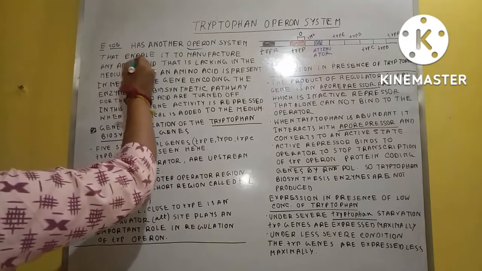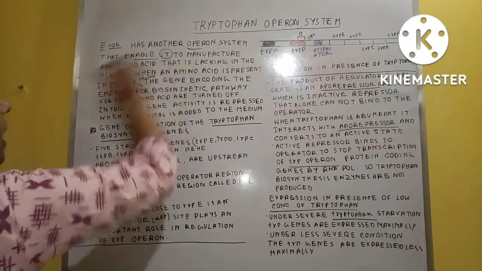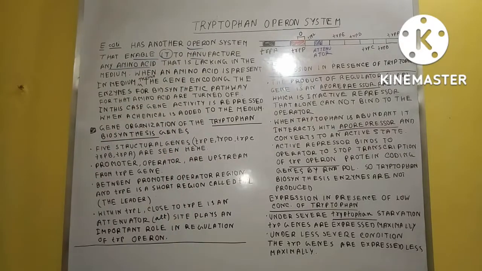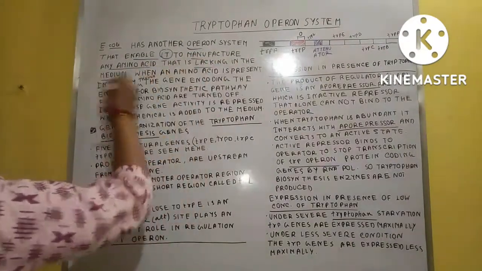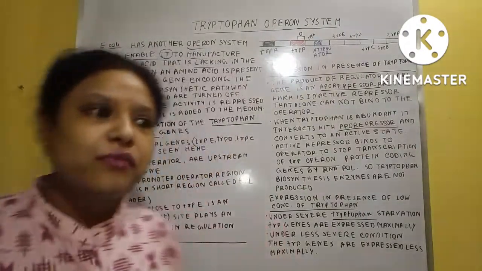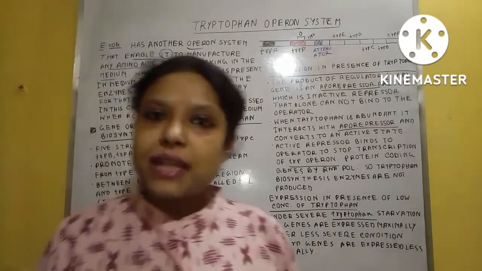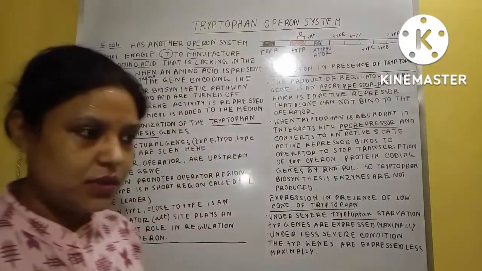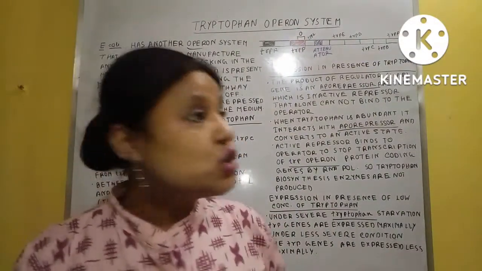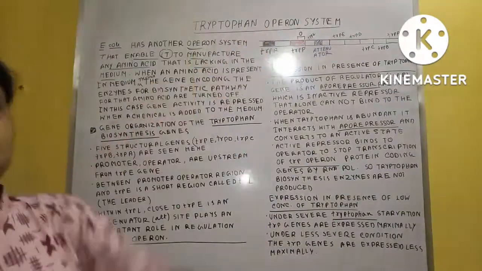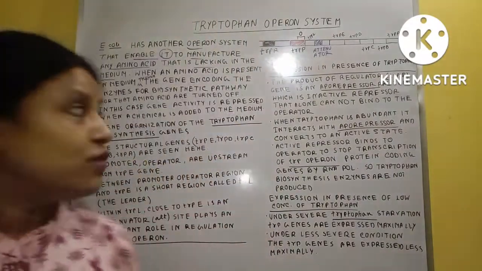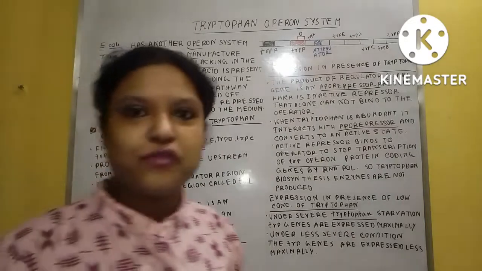It generally enables E. coli to manufacture any amino acid that is lacking in the medium. So E. coli remain in a medium where, for their growth and reproduction, an amino acid is very important, but this amino acid is not present in the medium. So this operon system that is present in E. coli has the capacity to produce any kind of amino acid that is needed for the E. coli.